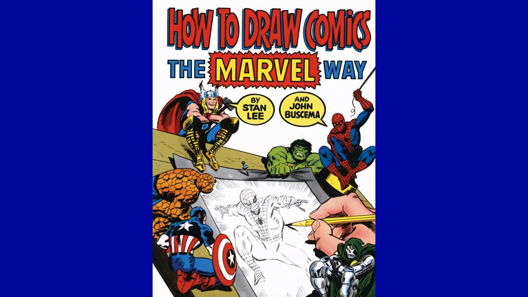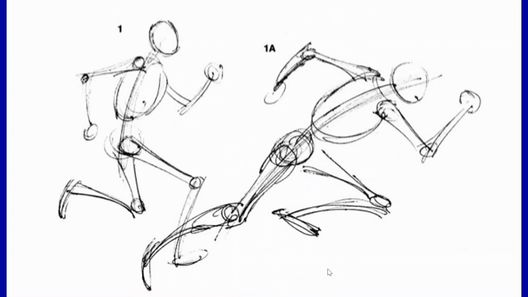Back in the 70s, a very standard how-to-draw book was this book by Stan Lee, How to Draw Comics the Marvel Way. And one of the lessons that he has in there is making your drawings look more exciting. If you look at these two little sketches, both of them show somebody running. The one on the left is more realistic. That's how people actually run. And the one on the right is more energetic.